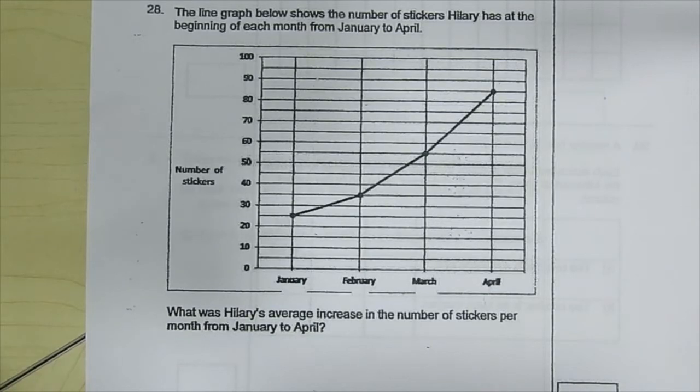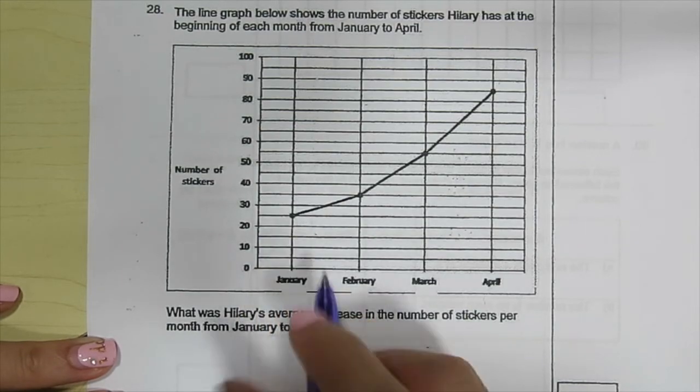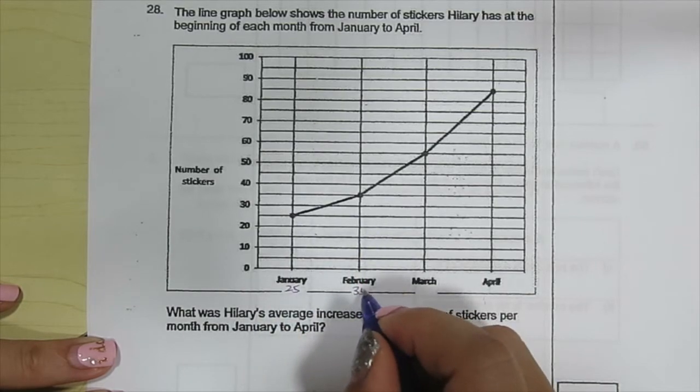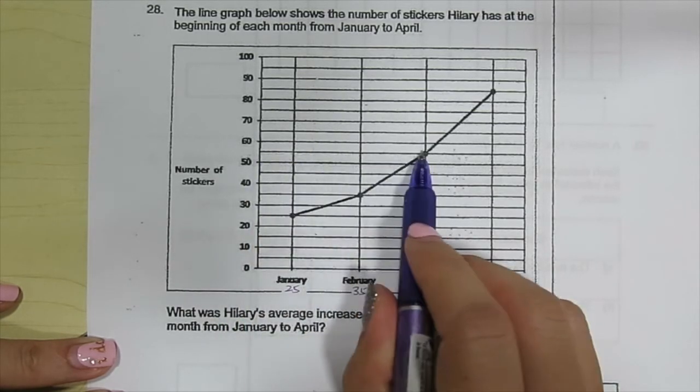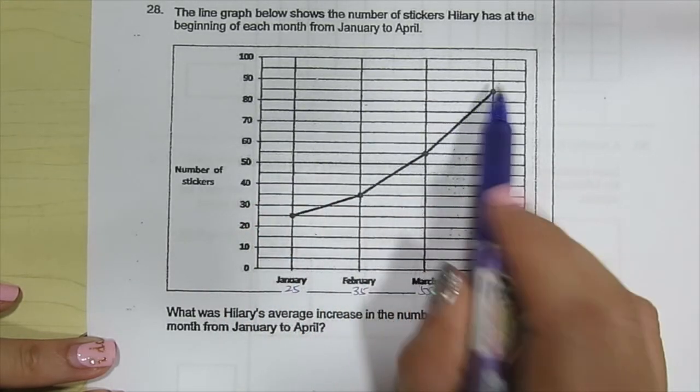Question 28. Number of stickers Hillary has. Let's fill in all the numbers. January 25, February 35, March 55, and April 85.